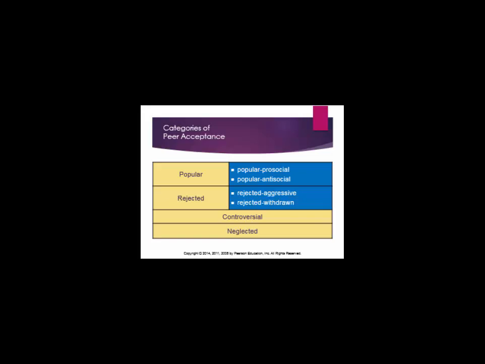Popular children who receive many positive votes, meaning they're well liked. Rejected children who get many negative votes, meaning they're disliked. Controversial children who receive many votes, both positive and negative. And neglected children who are seldom mentioned either positively or negatively. One thing that's important to remember here is that about 2/3 of students in elementary school fit in one of these categories, and then the other third are average in peer acceptance. So take a minute and try to think of people from your schools who fit into these categories.